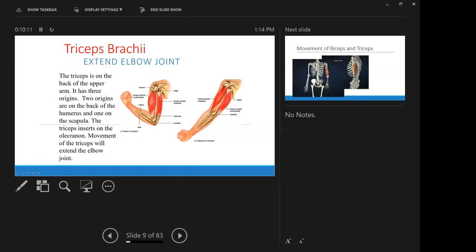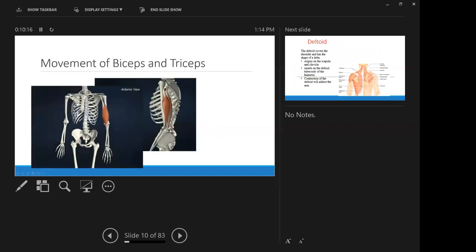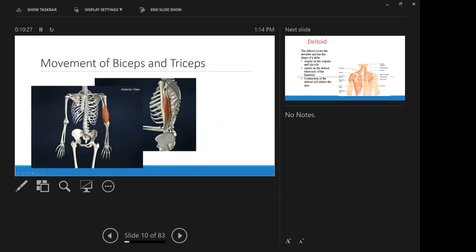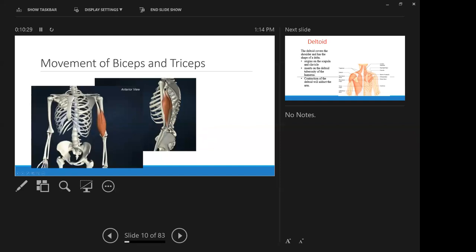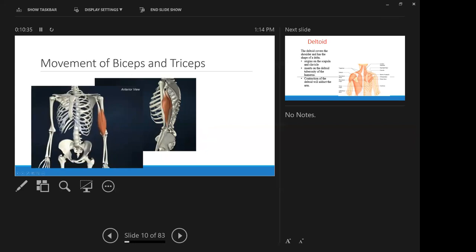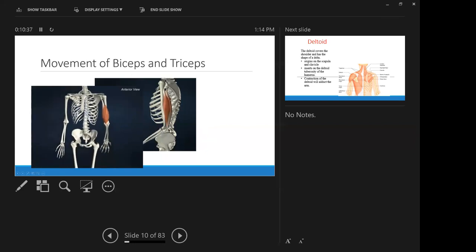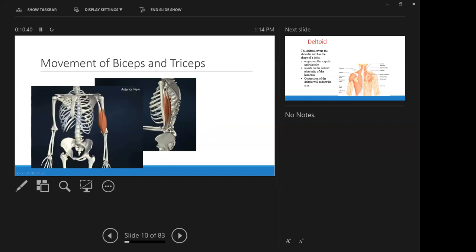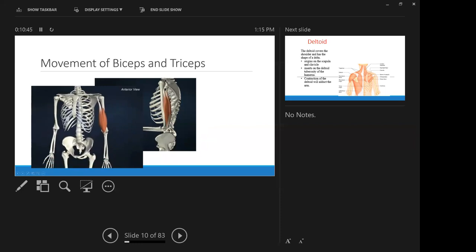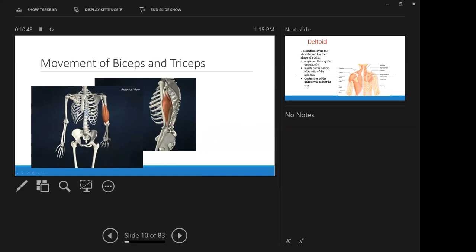Extending the elbow joint. Biceps flexes, triceps extends, and here we see the action of the biceps and the triceps. If we're flexing our arm by bringing our arm upward towards the shoulder, you can see we're pulling on the radial tuberosity right there. If we're going to straighten our arm out, if we're going to extend our arm, the triceps pulls on the olecranon process on our elbow to cause our arm to extend. Triceps, extension, biceps, flexing.